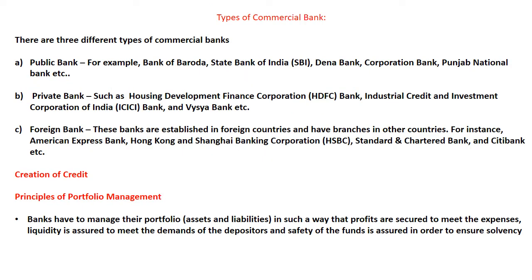Okay, so there are three different types of commercial bank: public bank, private bank, and foreign bank. Public bank means it's under government control, that is SBI, Bank of Baroda. Private bank means HDFC, ICICI, which is in the private sector. Foreign bank means they are established in other countries, but they have branches in our country. Examples: HSBC, Hong Kong and Shanghai Bank, then Standard Chartered Bank, Citibank, etc.